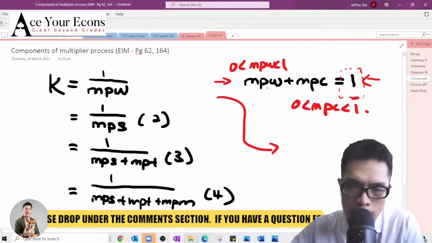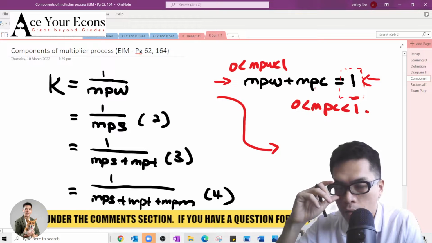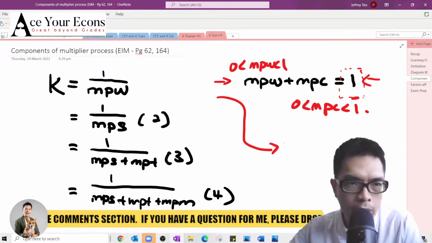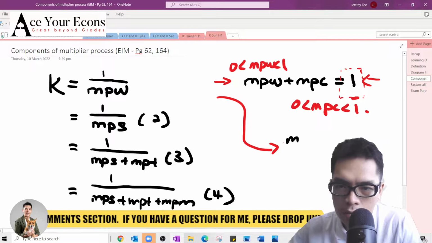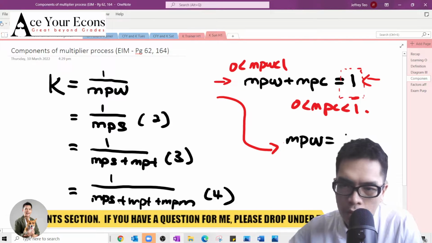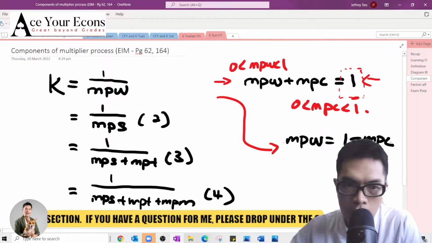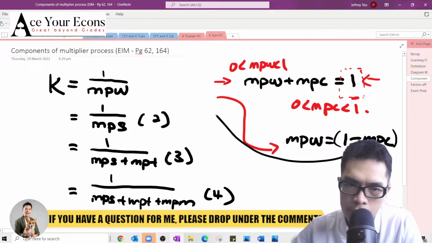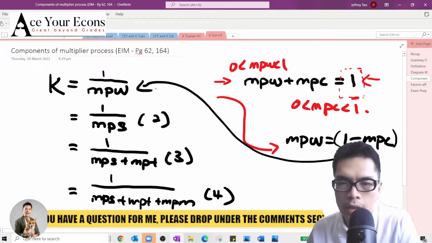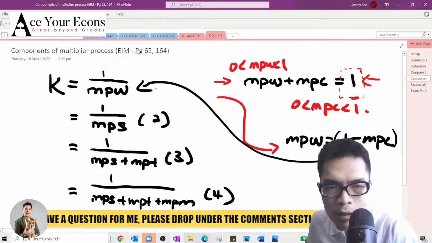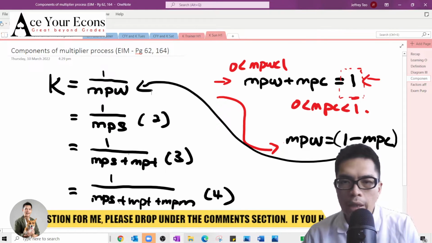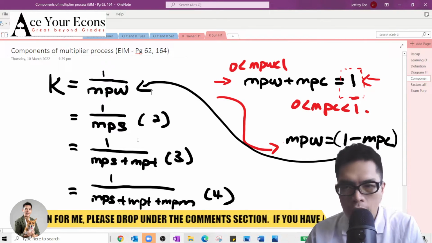Since we know MPW and MPC, the summation of these two will give you an additional $1. Then we can just flip things around: MPW is 1 minus MPC. We can plug this in the denominator, so you can also get your multiplier size here. Alright, is everyone good with all the illustrations so far?